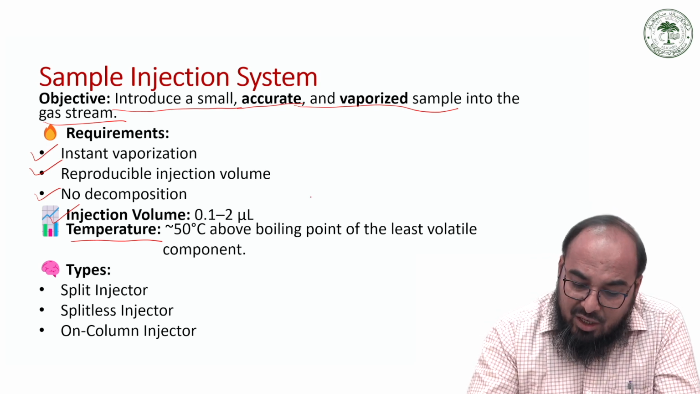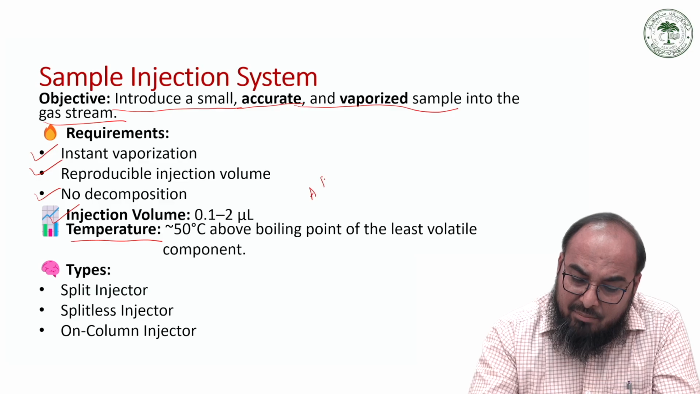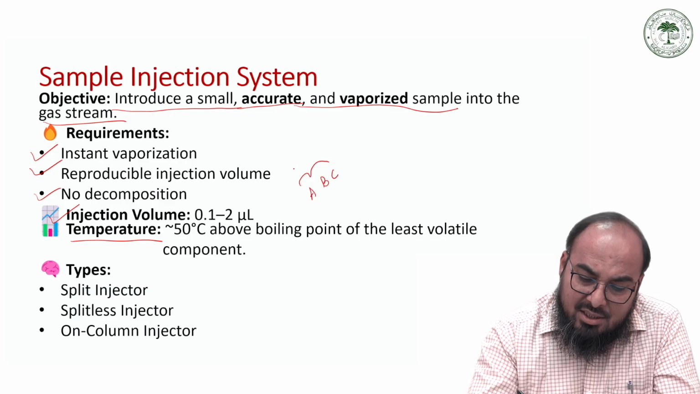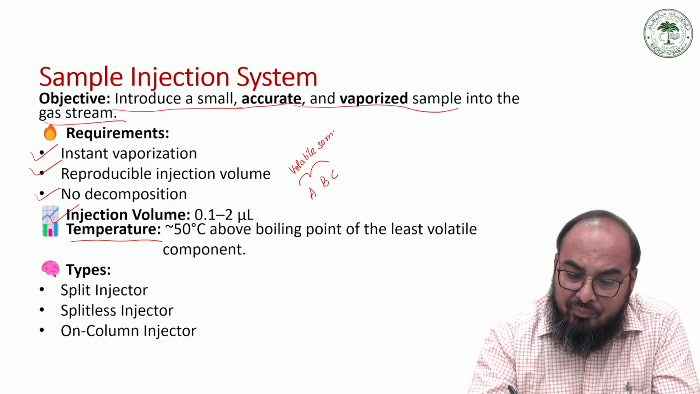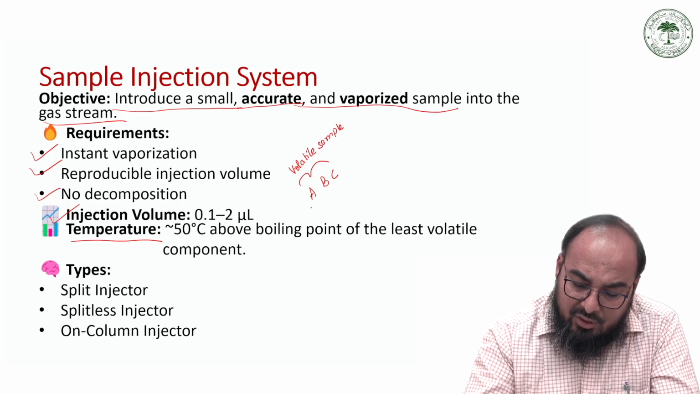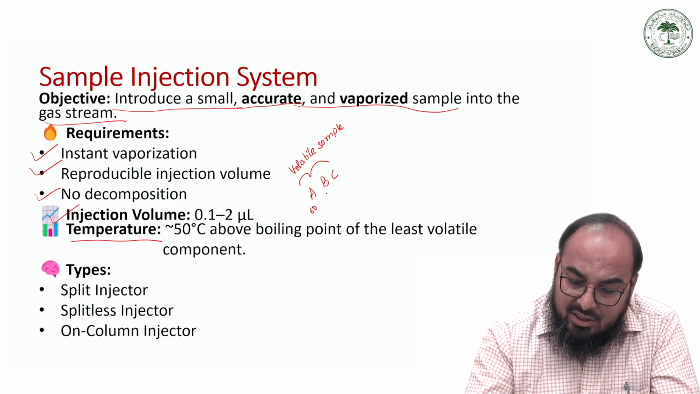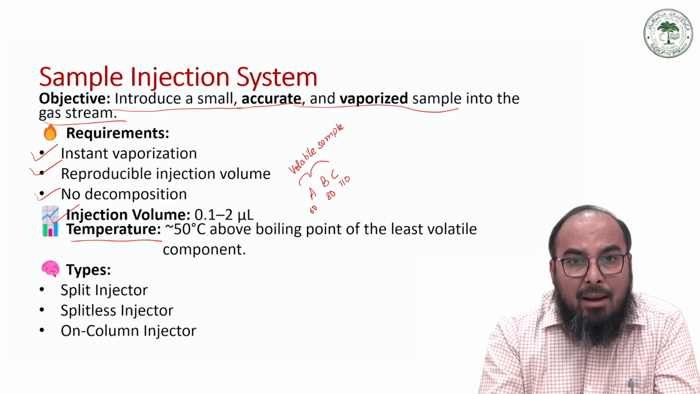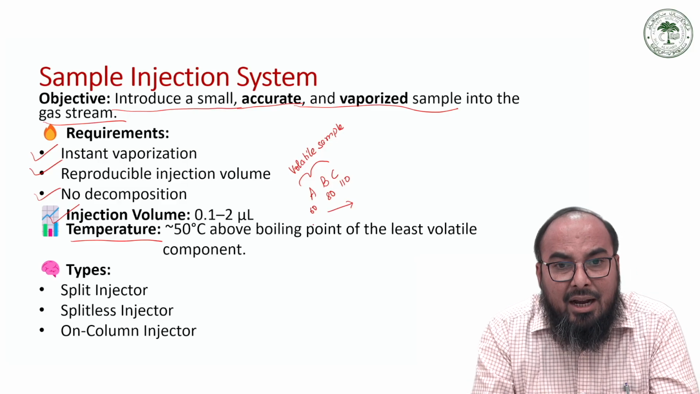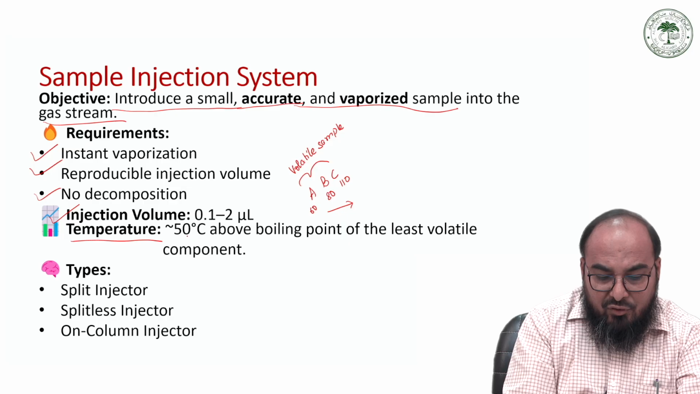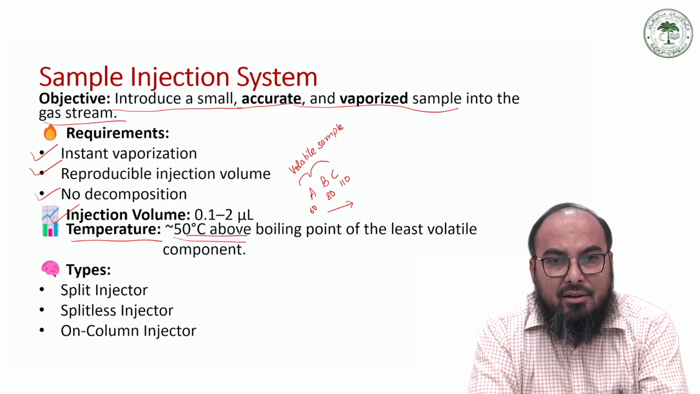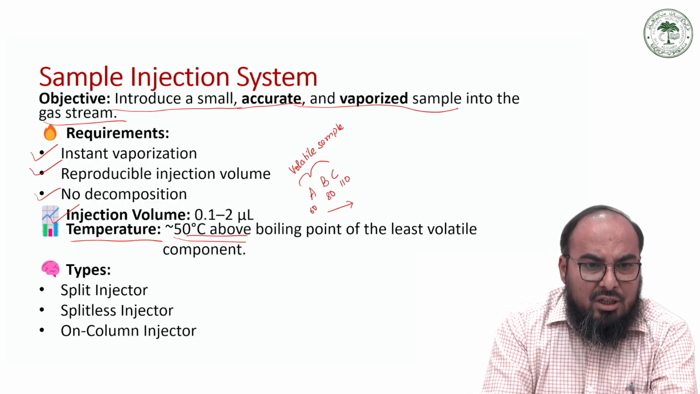For example, if you have a 3-component system, A, B and C, present in your volatile sample, and A has a boiling point of, say, 60 degrees, B has a boiling point of 80 degrees, and C has a boiling point of 110 degrees, then your sample injection port must be maintained at how much? It must be maintained at least 160 degrees. That is 50 degrees above the least volatile. So you have to keep this in mind.